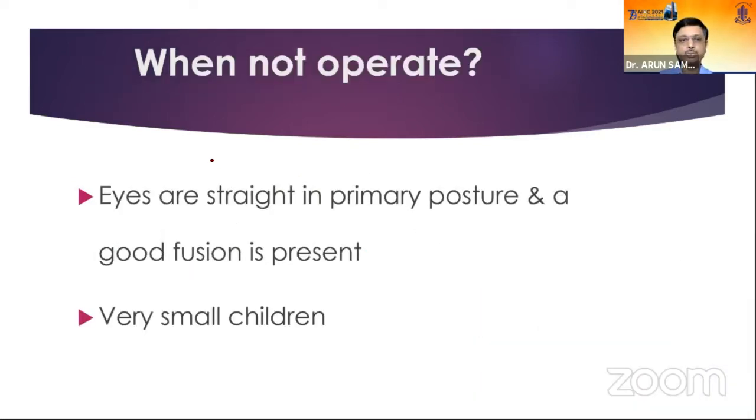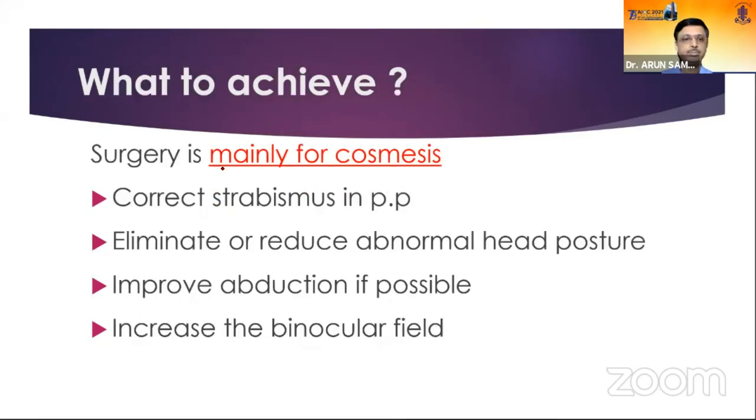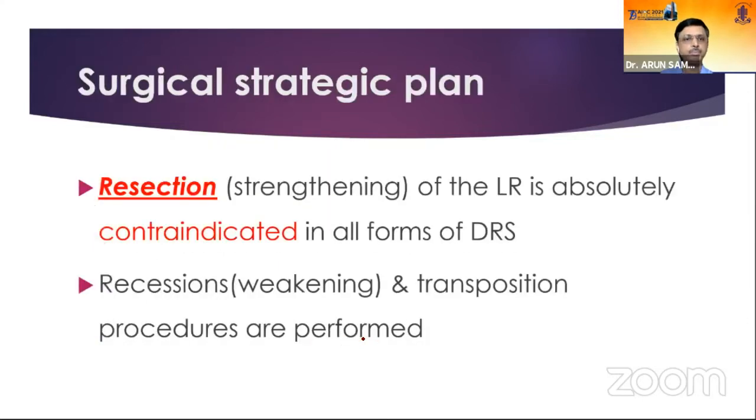So these are the two indications. And when not to operate is very important, because when the eyes are straight and the patient is not having any abnormal head posture, it is best not to touch these patients, because you will end up with very serious post-operative problems. So what to achieve in strabismus correction is mainly cosmesis: to correct the strabismus in the primary posture and eliminate the abnormal head posture. These two are the most important things. And the third thing we can probably achieve is improvement of the binocular field of vision.